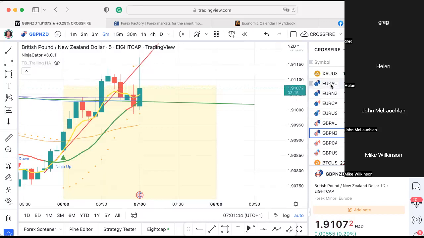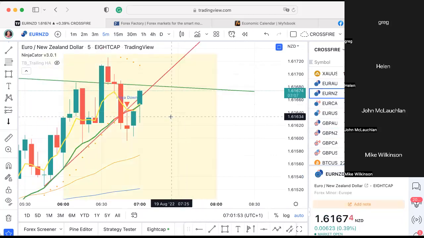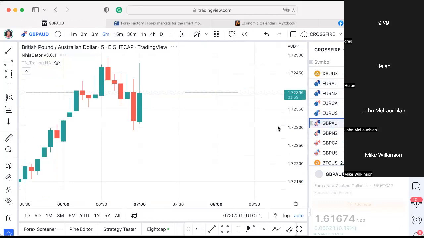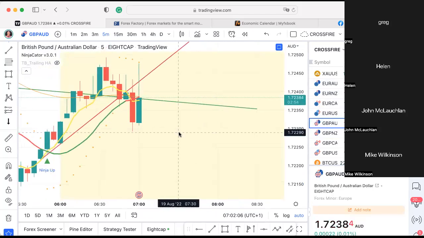You'll see we're on Great British Pound New Zealand. If we go to Euro New Zealand, you see there wasn't that much movement, because this is the euro, it's not affected by the GBP news. It does sometimes occur, but I was pretty sure that the British pound would be affected.